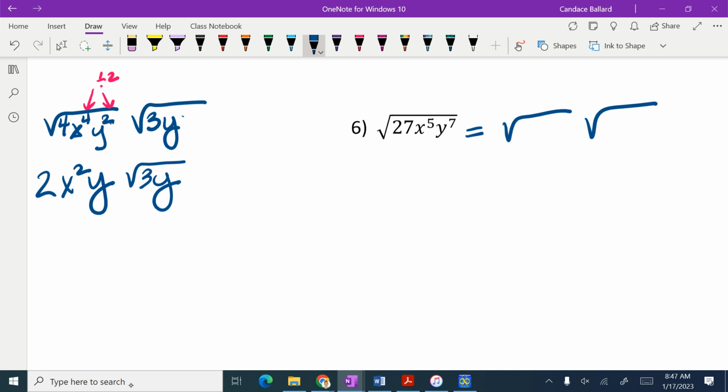Okay. So I'm looking for the biggest square number that divides 27. All right. So I'm going to go down my list. Does 4 divide 27? No. Does 9 divide 27? How many times? 3.